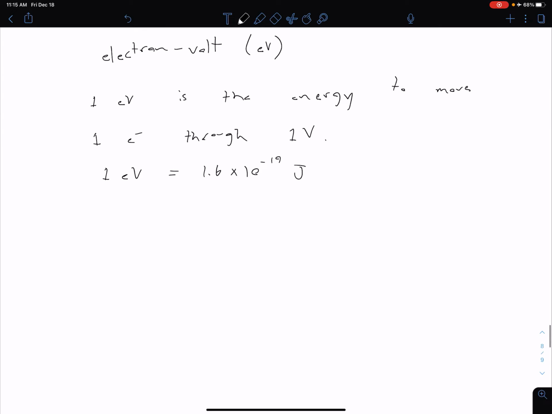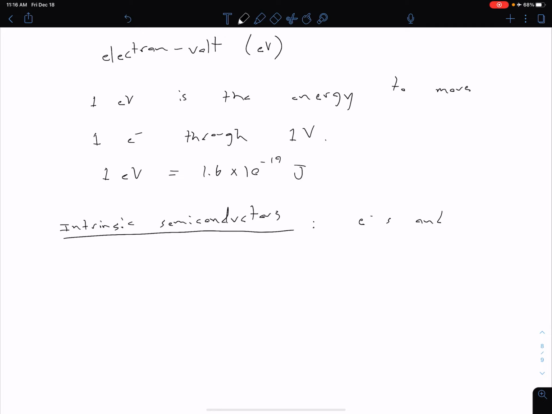Okay, so one last topic I want to talk about with our intrinsic semiconductors is, we've kind of already touched on this a little bit, but just to formalize this, for an intrinsic semiconductor, every electron is going to have a corresponding hole. So in intrinsic semiconductors, electrons and holes are only generated in pairs.